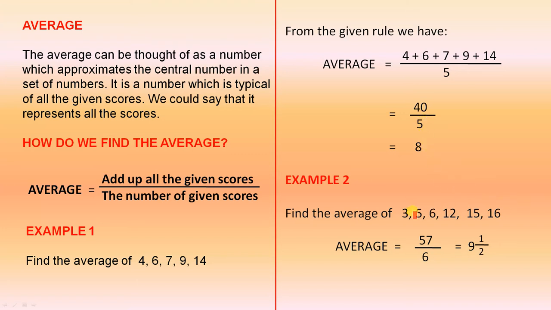Example 2, find the average of those 6 numbers. When we add those numbers up, we have 57. We divide by 6, and that gives us 9.5.